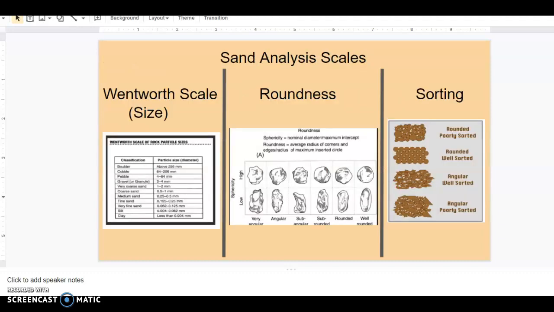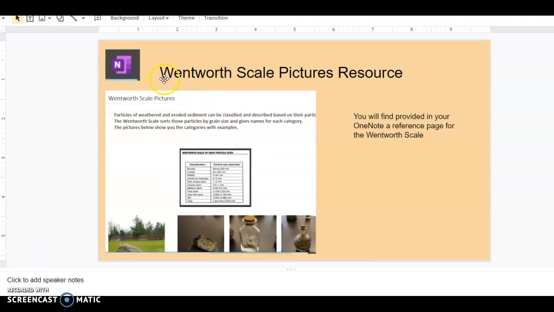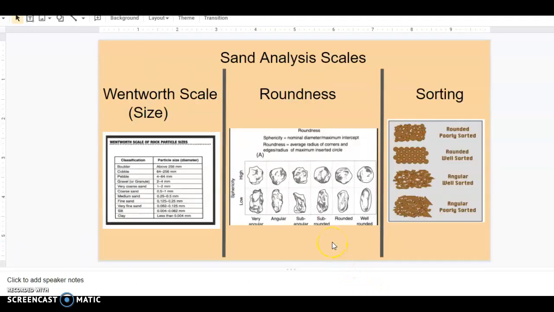All right, so next, this sand analysis is what you're going to be using for your lab data. You will be referring back to these charts. In your OneNote page, you have an example of clay, silt, very fine, all the way up to boulder. Open up your OneNote notebook and utilize that resource. It is called the Wentworth Scale Picture Resource, and this is what that page looks like. You will be referring back to the roundness and the sorting.